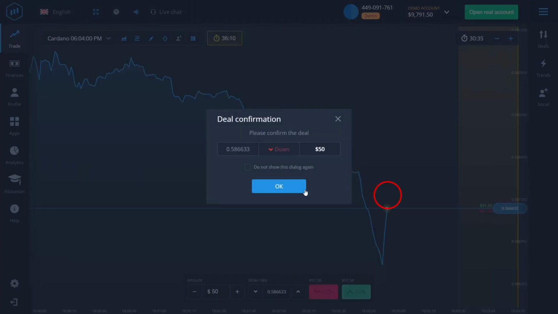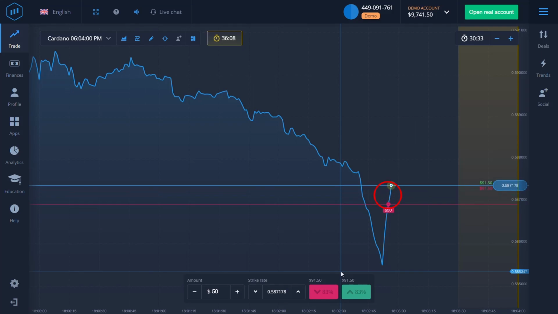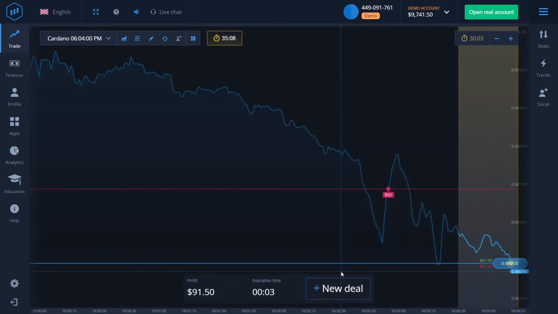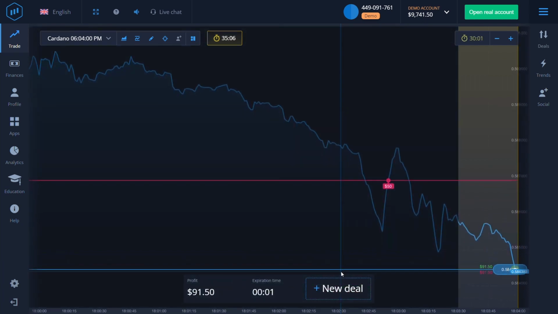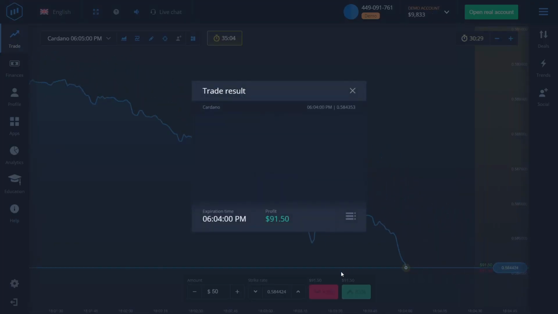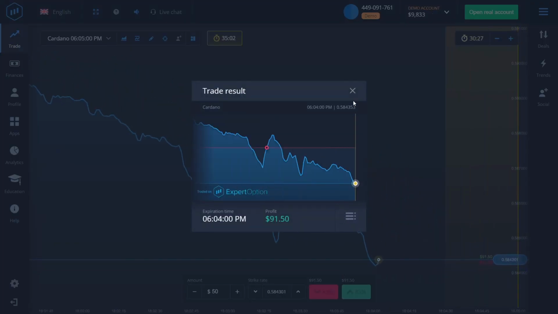As you guys can see here, the market is hitting its peak on the trend. I'm placing an order here. And now we'll have to wait until the results of the trade. As you guys can see, I won that trade easily.